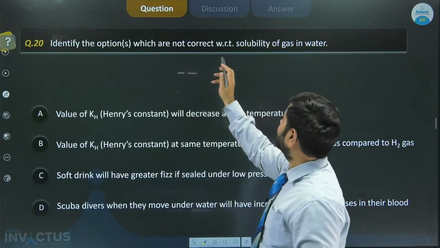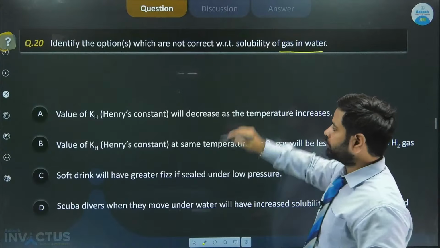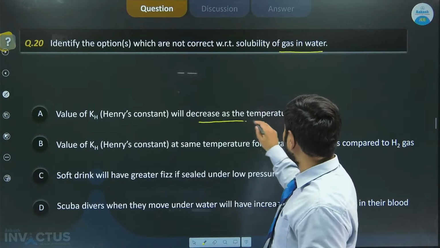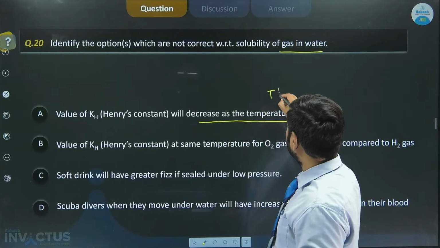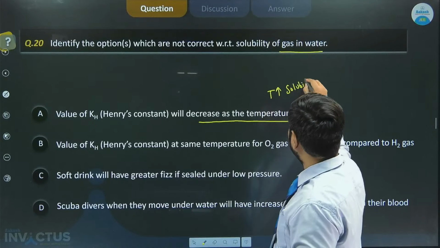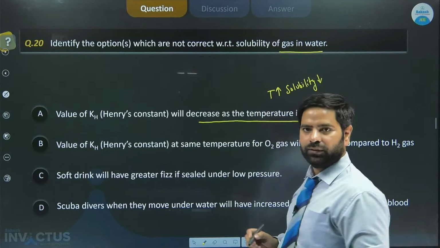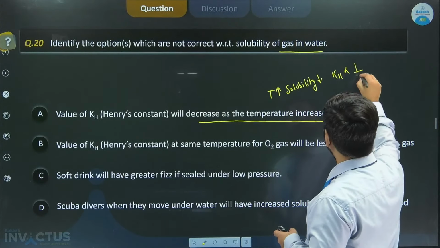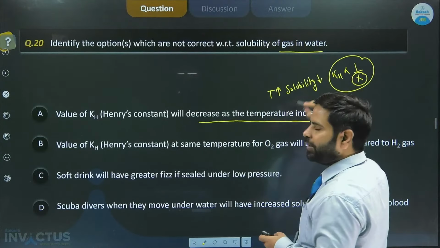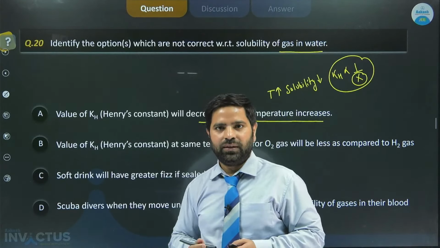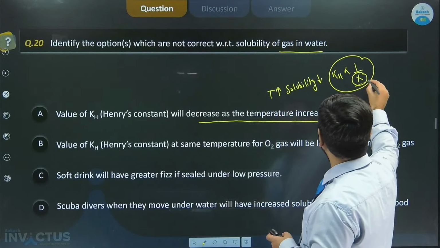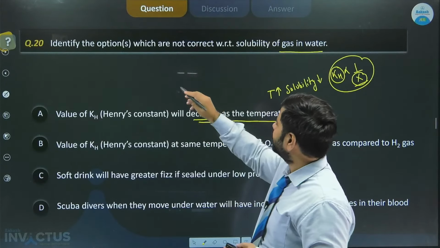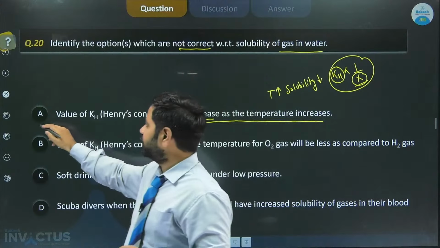Identify the options which are not correct with respect to solubility of gas in water. So value of KH, Henry's constant, will decrease as the temperature increases. We know that if the temperature increases, solubility of gas in liquid solution decreases because that is the exothermic process. So we know that KH is inversely proportional to the solubility, which we represent by the mole fraction. So if the solubility decreases, KH would increase. Here it is given that it would decrease. So we have to tell about not correct. So this is the incorrect option.